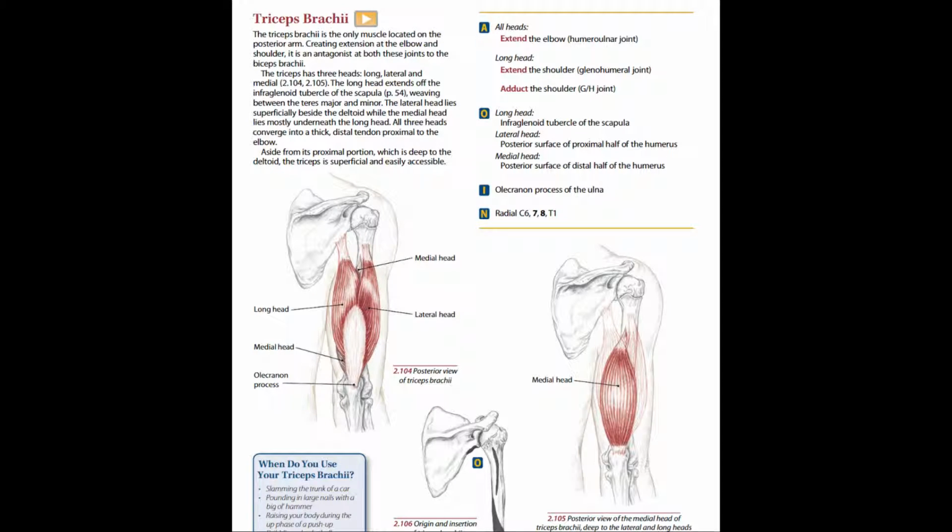Hey everyone, I'm just going to start off the video by introducing the triceps brachii. An interesting fact is, as you can see in the image, it's the only muscle located on the posterior upper arm. It has three heads, so there's the long head, the medial head, and the lateral head.